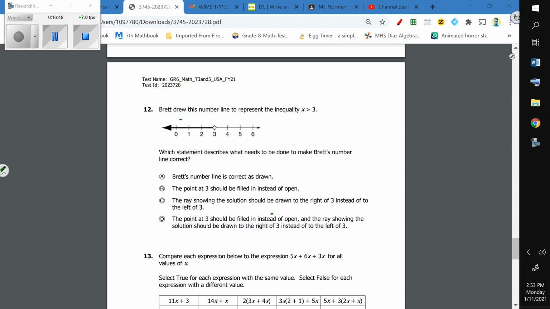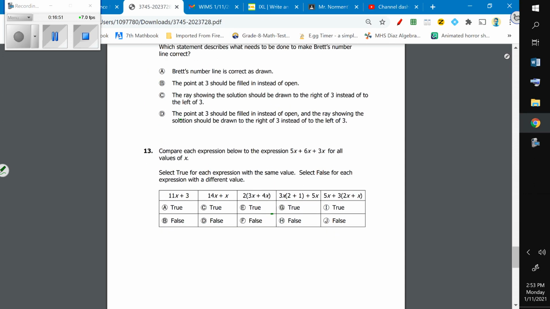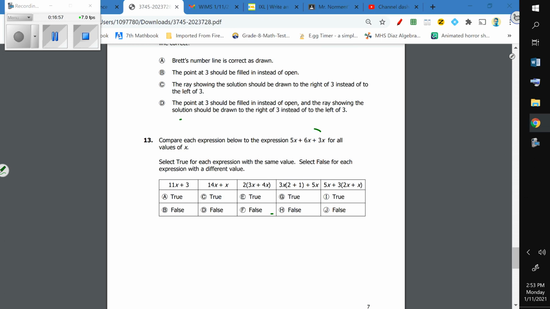Number 13, compare each expression below to that expression. Now, this one's a little bit tricky, but all you need to remember is when you have numbers with the same variables, you can combine like terms. 5 plus 6 plus 3 is 11. Forgive me, that's 14. So 5x plus 6x plus 3x equals 14x.